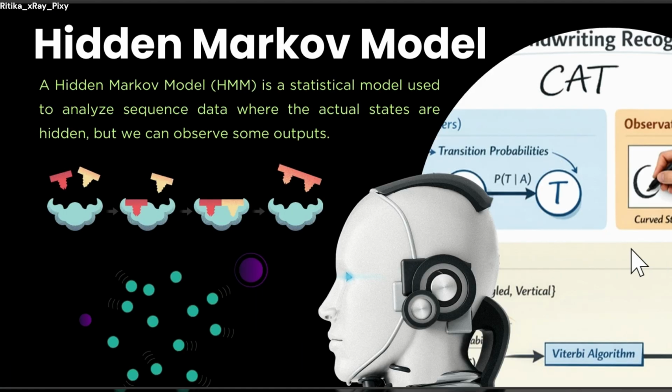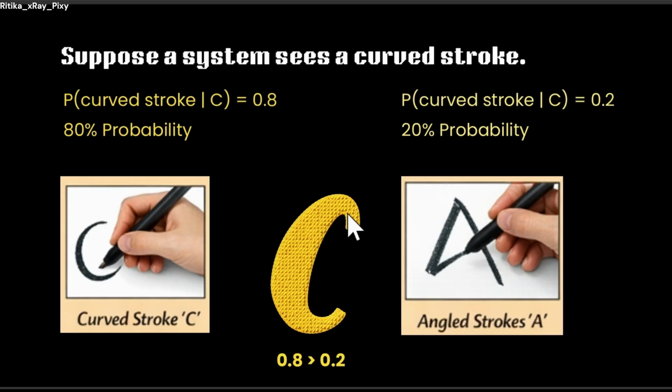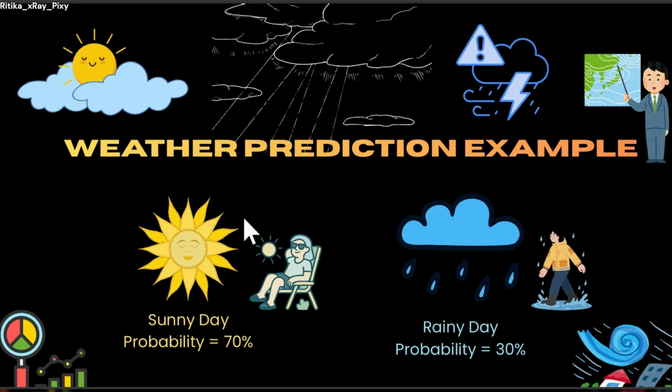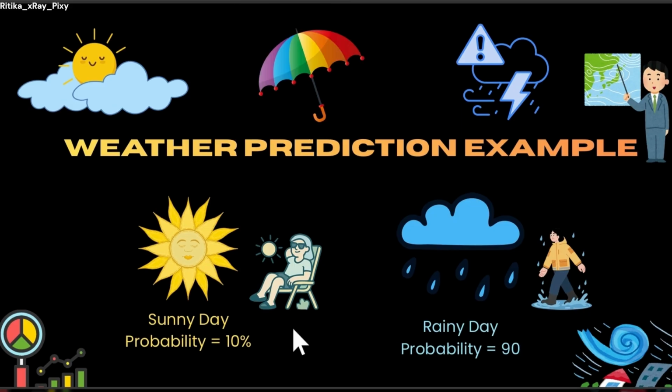HMM is a statistical model used to analyze sequence data where the actual states are hidden, but we can observe some outputs. It is called hidden because we cannot observe the actual state. We can only observe the outputs generated from those states. In the previous weather example, the hidden states are sunny and rainy, and the observation is whether people are carrying umbrellas or not. If many people are carrying umbrellas, it is likely raining.